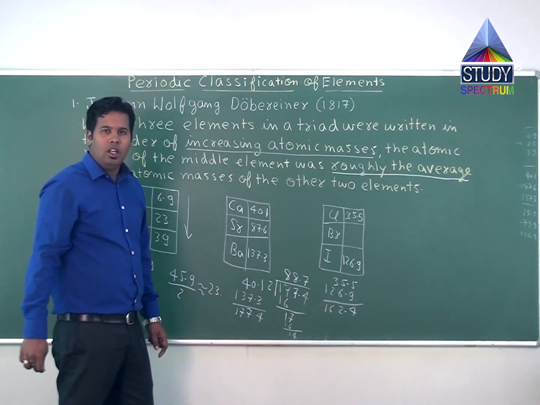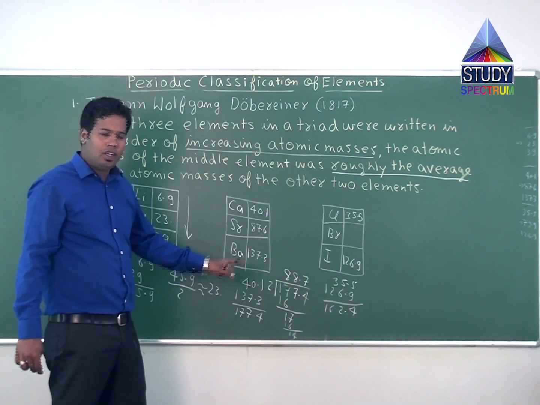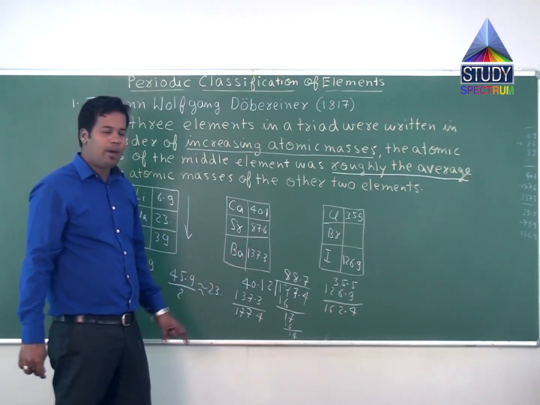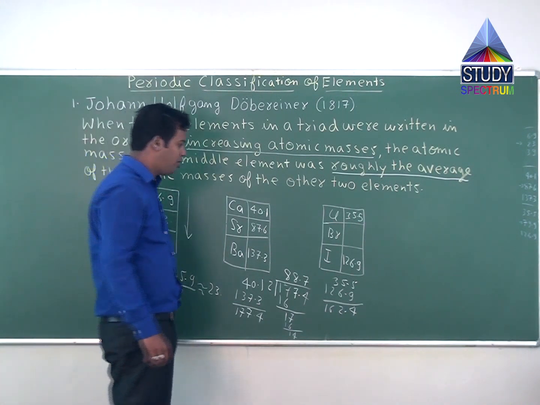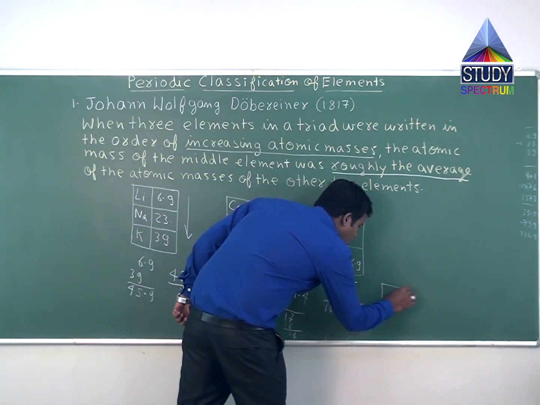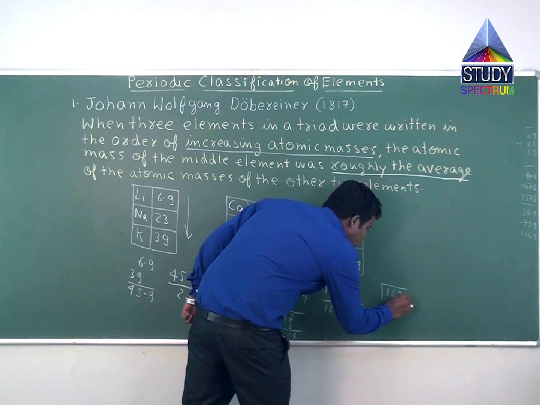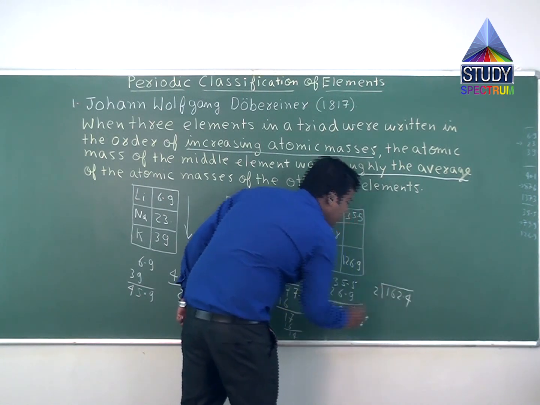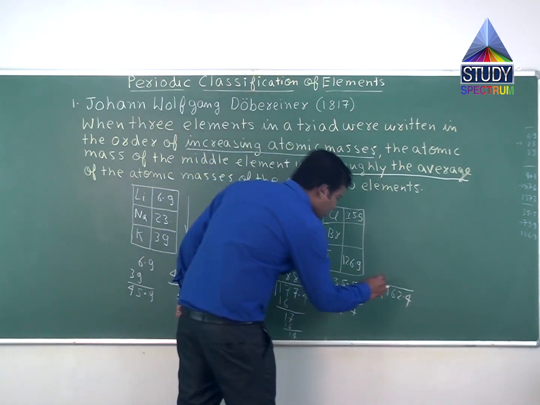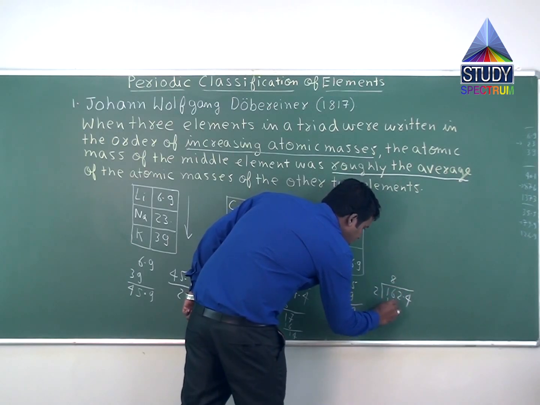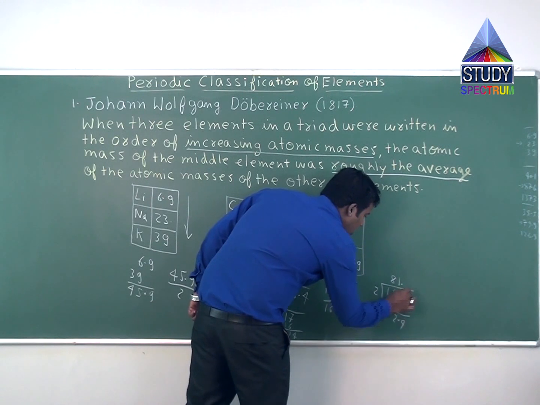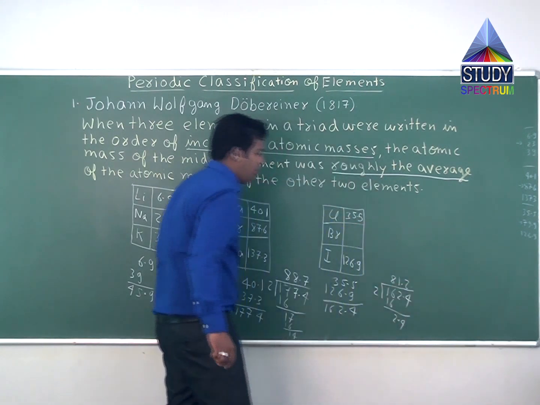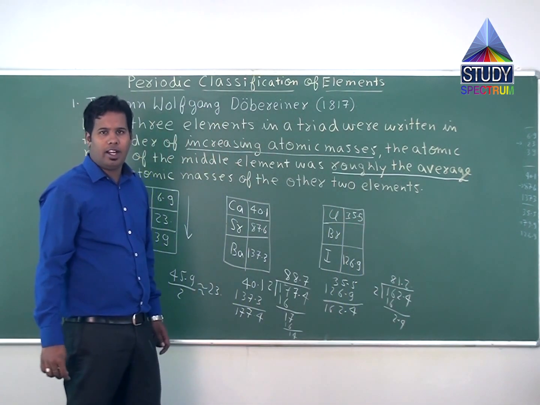162.4. In order to find the average of these two numbers, the atomic masses of first and third element, I will divide the result 162.4 by 2. 162.4 divided by 2, and let us see what it comes out to be. 2 8s are 16, 2 1s are 2, 81.2 is the result which we are getting.